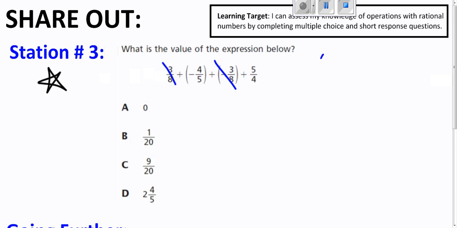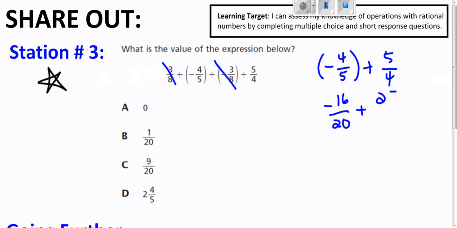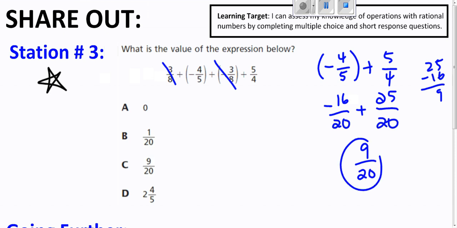So now all you have left is negative 4/5 plus 5/4. Adding fractions, you need a common denominator. So in this case, it's 20. So negative 16 over 20 plus 25 over 20. Now, here's where you were messing up. If you're adding a positive and a negative, off to the side, you need to do just subtraction. 25 minus 16 is 9. And because 25 is bigger than negative 16, your answer is going to be positive. So 9 over 20, which is choice C.